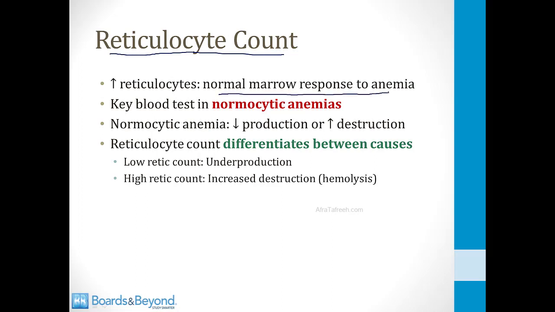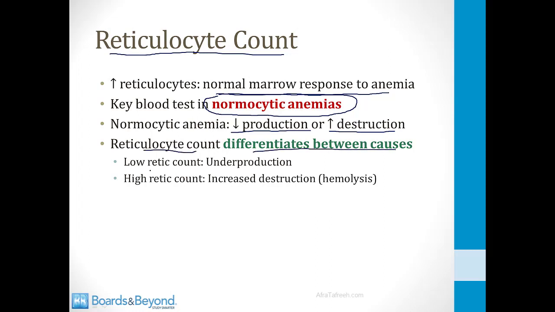So an increase in the reticulocyte count seen in the peripheral blood is a normal bone marrow response to anemia. This makes the reticulocyte count a very useful blood test in normocytic anemias. Like I told you before, normocytic anemias may occur due to underproduction by the bone marrow or increased destruction from hemolysis, and the reticulocyte count differentiates between these two causes.